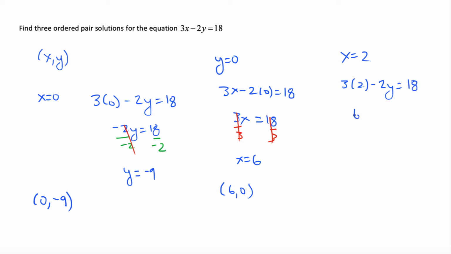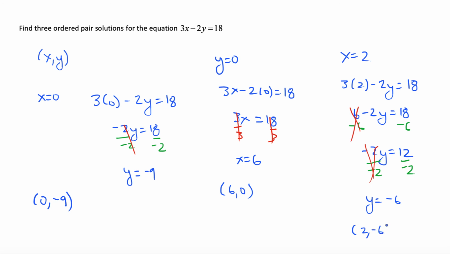We know that 3 times 2 is 6. And from here, in order to solve for y, I'm going to subtract 6 from both sides. We know that on the left side, the 6's cancel out. So we are left with negative 2y equals 12. In order to isolate y, I'm going to divide both sides by negative 2. So the negative 2's do cancel out, and we're just left with y. And y equals 12 divided by negative 2, which is negative 6. So the third ordered pair here is (2, negative 6).